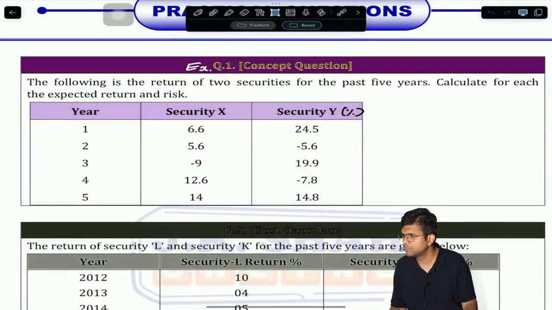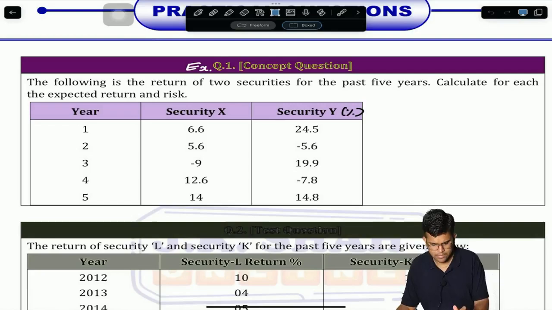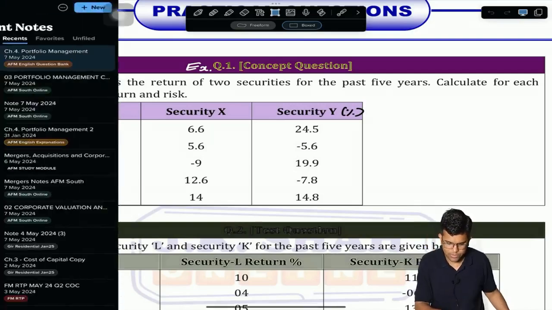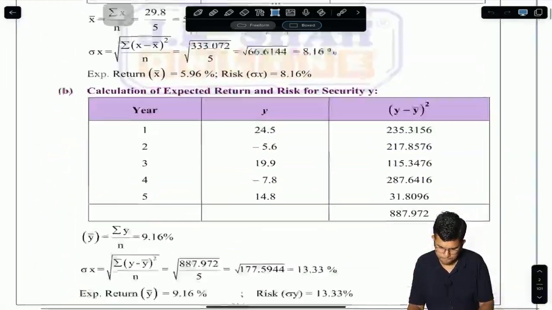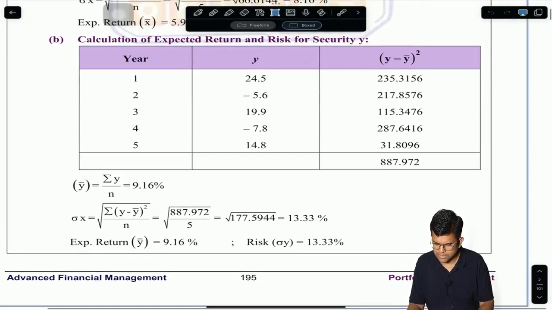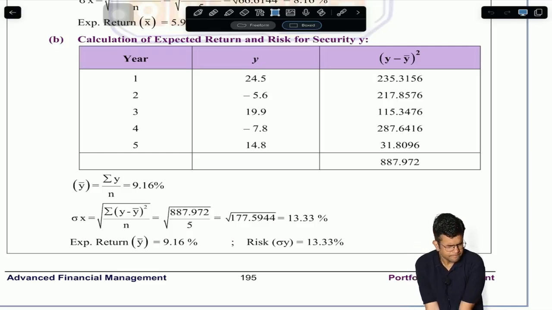All done. I'll show the solution. Is this your answer? 13.33 and 9.16. All done.